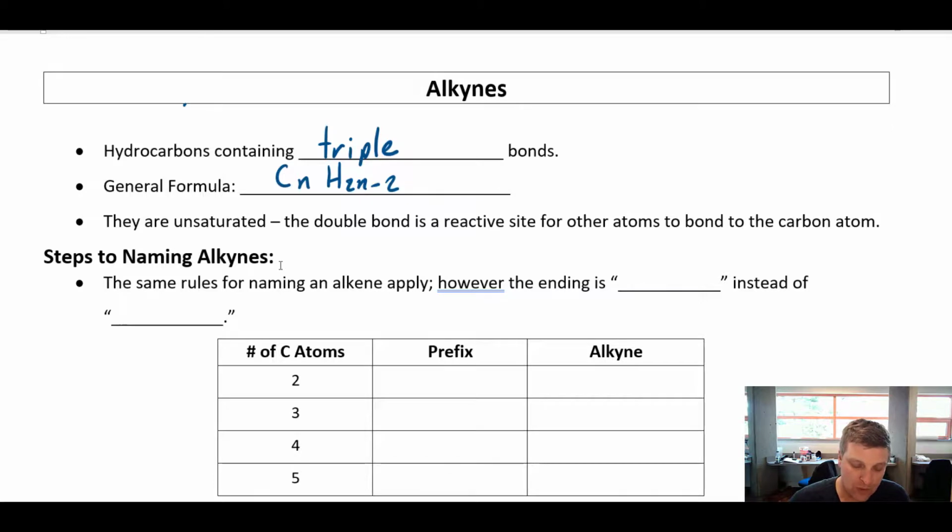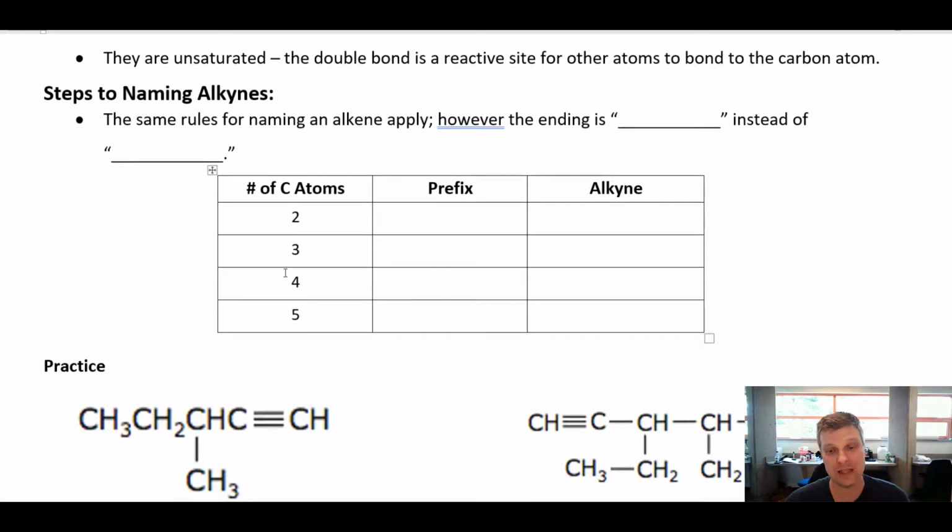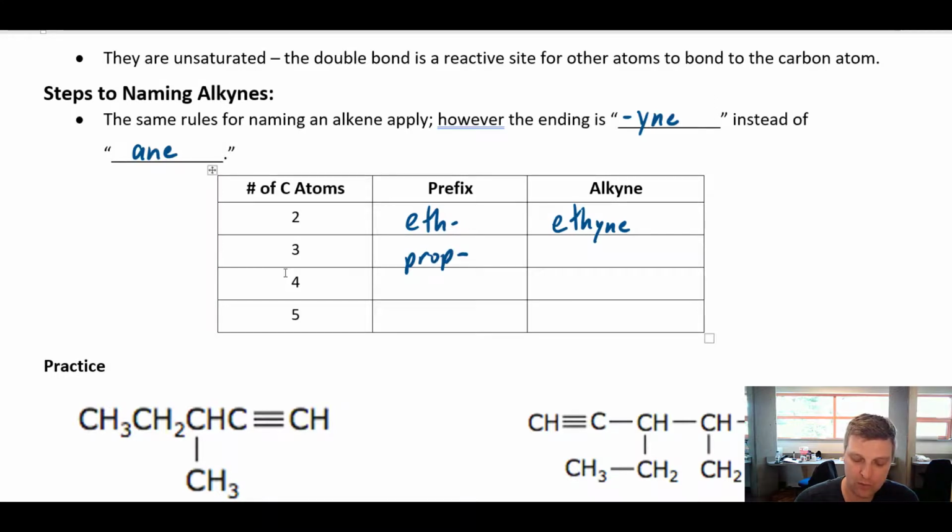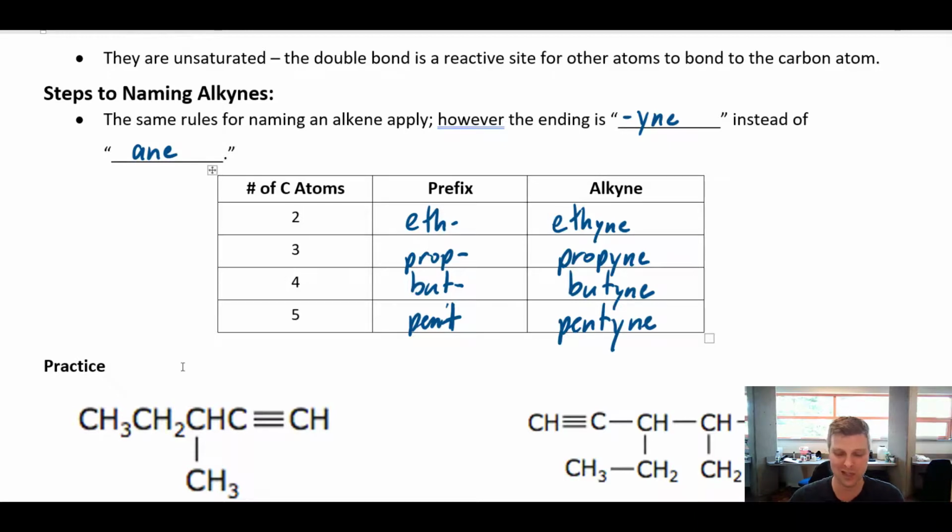So in naming our alkynes, it's going to be the exact same, except the ending will be "-yne" instead of "-ane" or "-ene". And so if I have the same prefixes, for example, 2 carbons would be eth. Then if I have a triple bond, this becomes ethyne. If 3 carbons, it's prop, which means I'd have propyne. 4 carbons is but, so butyne. 5 carbons is pent, so pentyne, and on and on. Okay, don't need to go further than that.